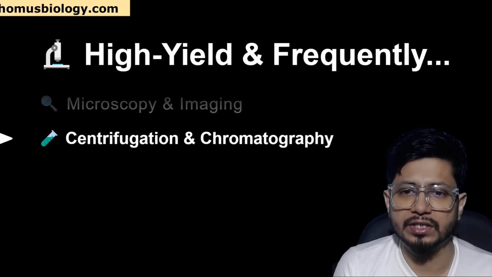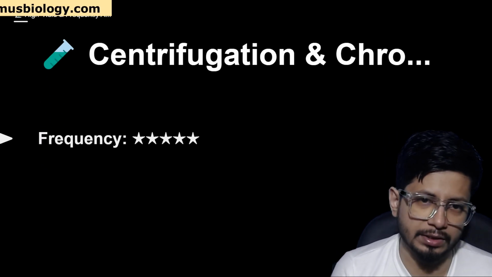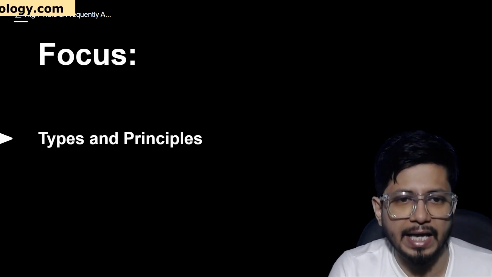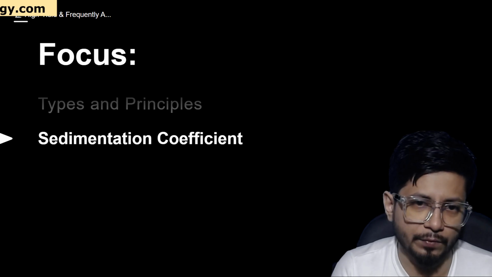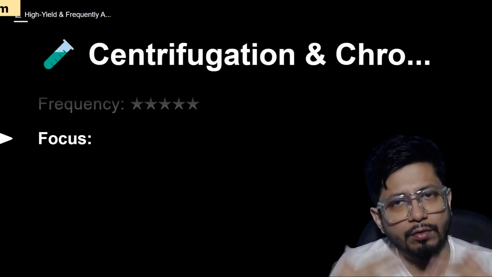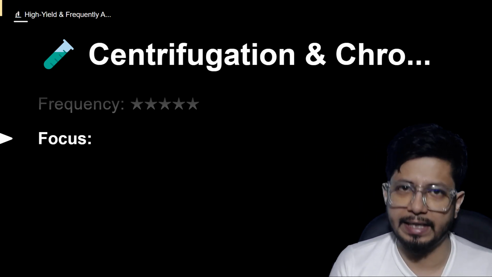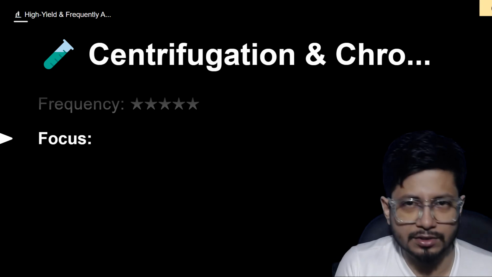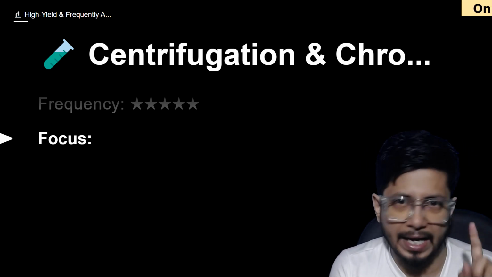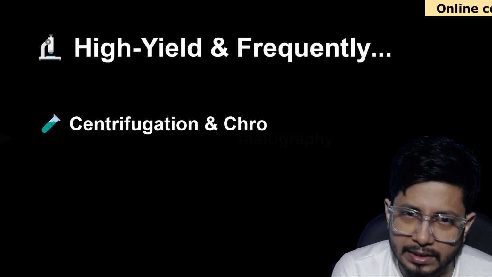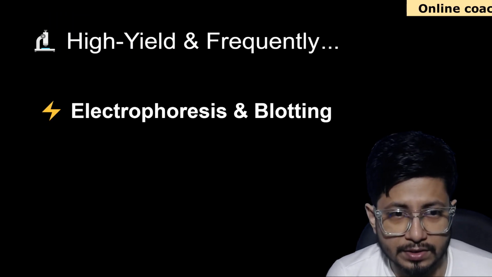Next is centrifugation and chromatography. Frequency 5 star out of 5, and the focus here is the different types and principles of centrifugation, and the sedimentation coefficient related to centrifugation. For chromatography they ask about different types, be it column, affinity chromatography, ion exchange chromatography, and gel filtration chromatography. So they ask multiple varieties of chromatography questions.